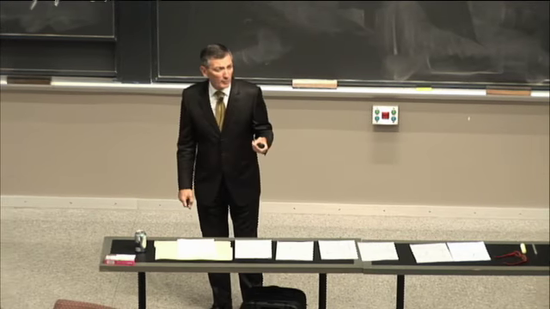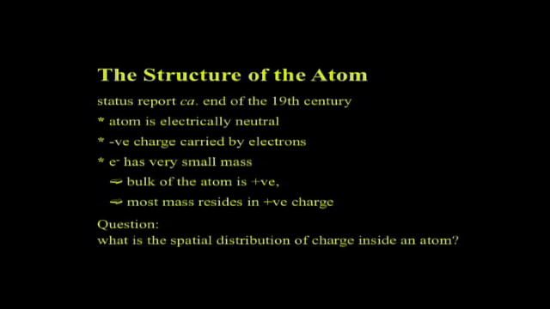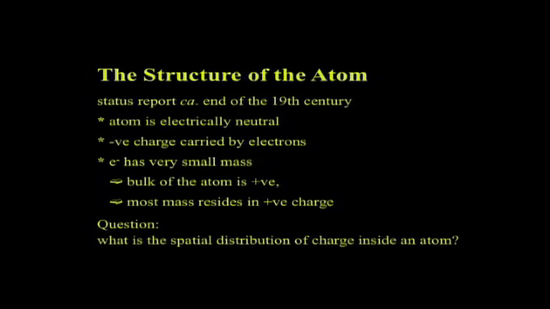We're going to begin, as often we will, with a history lesson. Let's go back for a status report around the end of the 19th century. What did we know towards the end of the 19th century? The atom is electrically neutral. The negative charge is carried by electrons. We knew that there was some carrier of negative charge, and that this electron is very, very tiny, with small mass. So if it has very small mass, then by difference, the bulk of the mass of the atom must be contained in the positive charge.